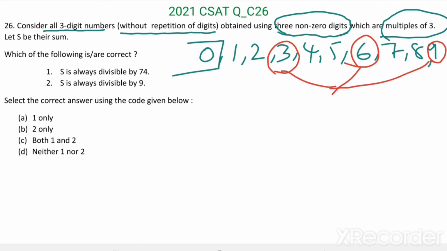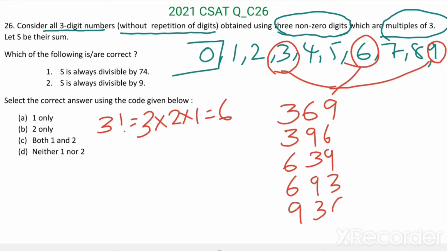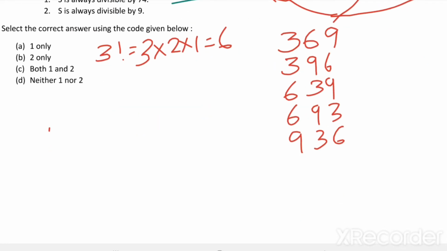We can arrange these 3 digits in 3 factorial ways. 3 factorial equals 3 into 2 into 1, so 6 numbers are possible. Which are those 6 numbers? 369 is the first number, then 396, 639, 693, 936, and 963.